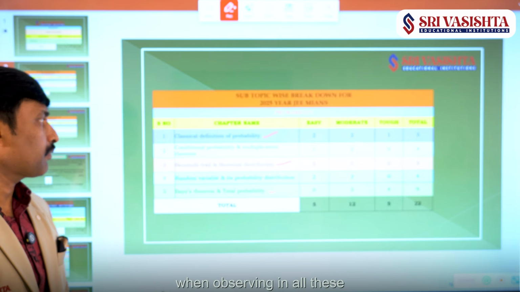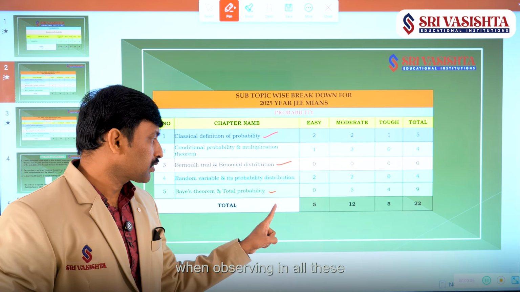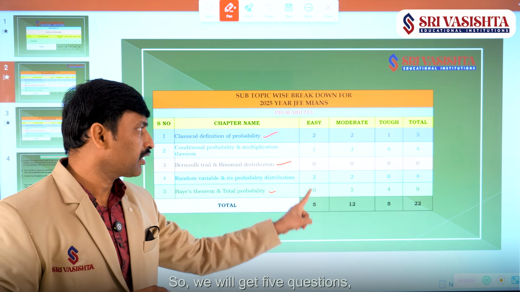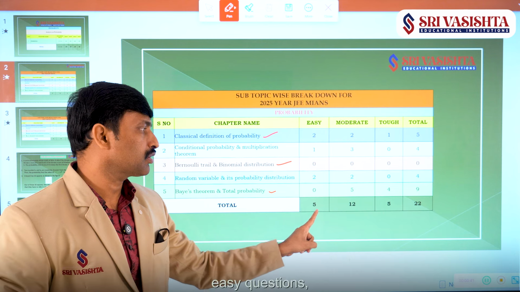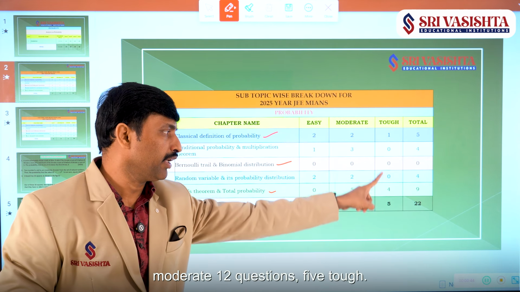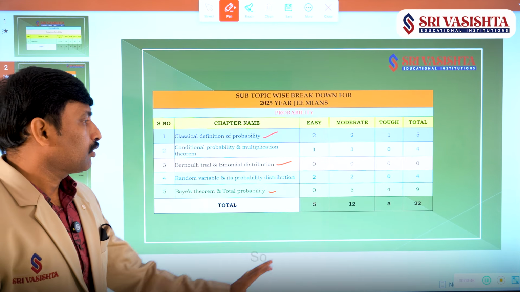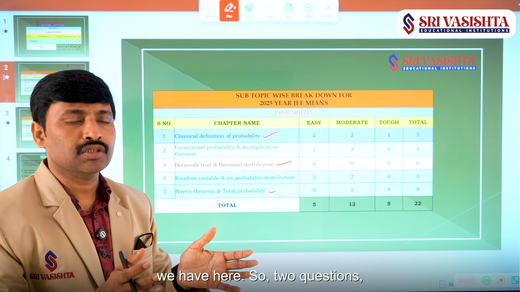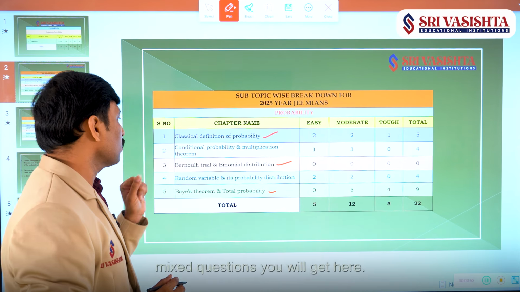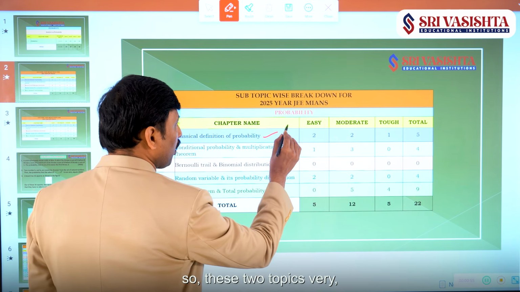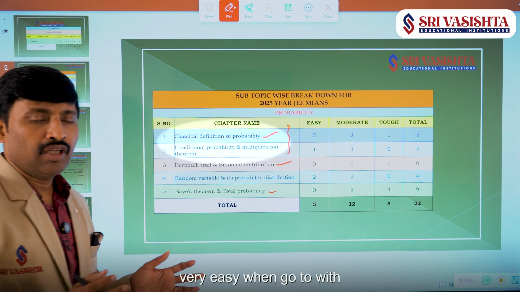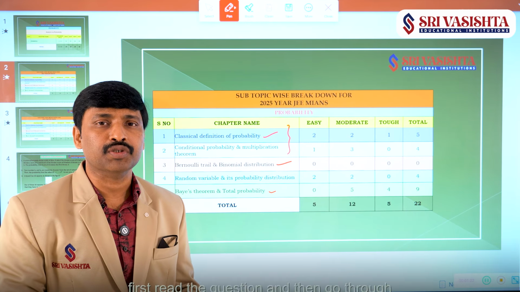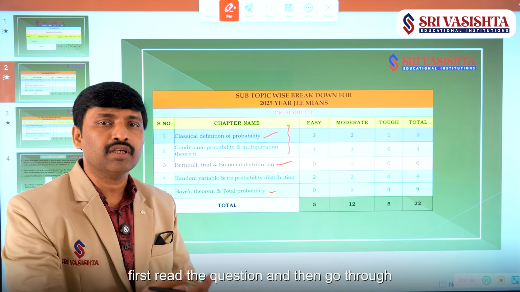Observing all these topics, very important, we will get 5 easy questions, 12 moderate questions, and 5 tough questions. So in total we have 22 questions here, so you will get 2 mixed questions. These topics are very easy when you go with the terminology of the question. So first read the question and then go through the concepts.